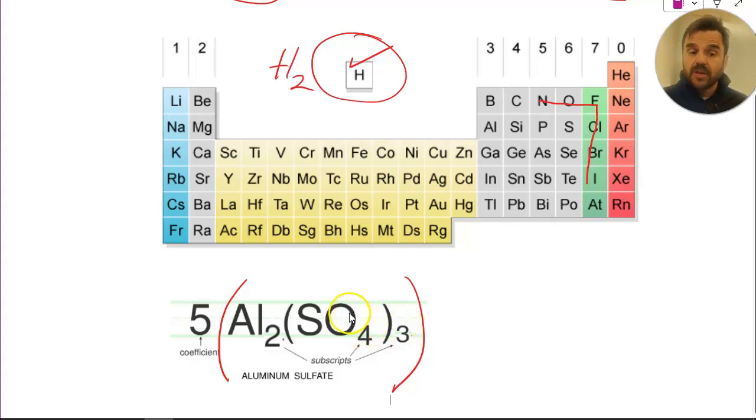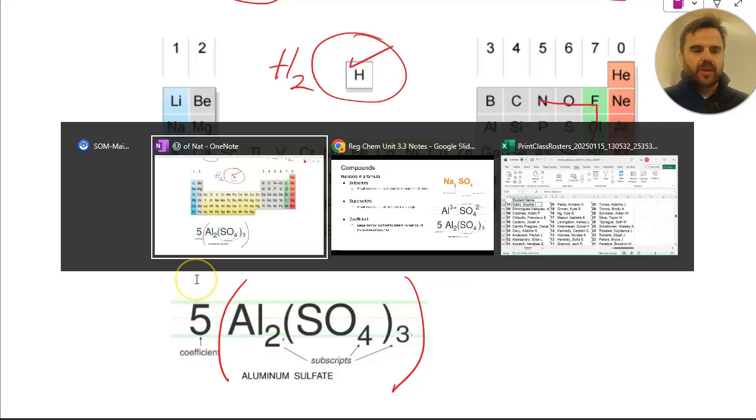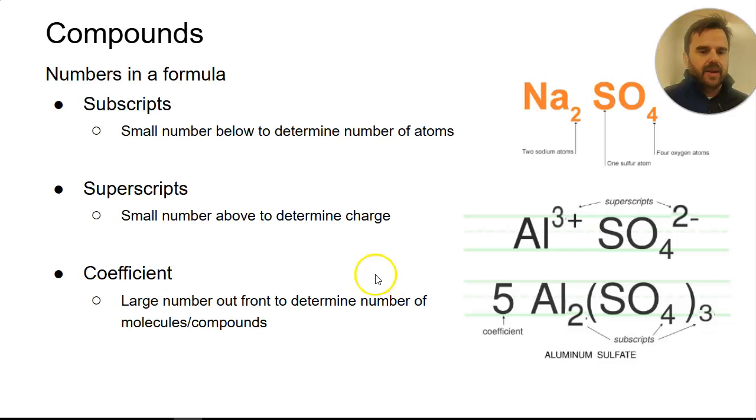And the oxygens, the total number of oxygens in this whole group, it would be 4 times 3 is 12, times 5, we'd have 60 oxygens, okay? So you'll want to practice that a little bit. It'll take a little time, but you'll get that down, okay?